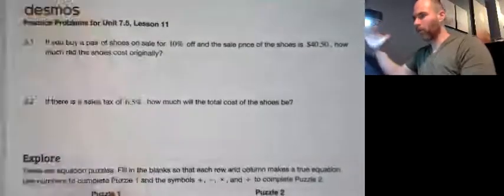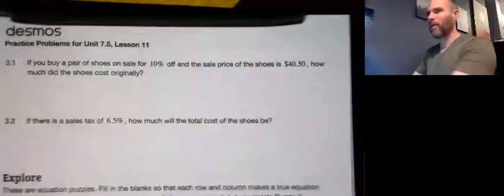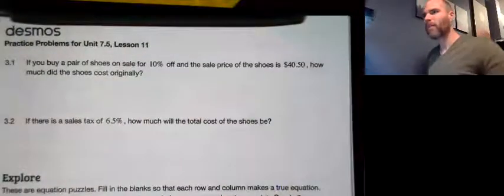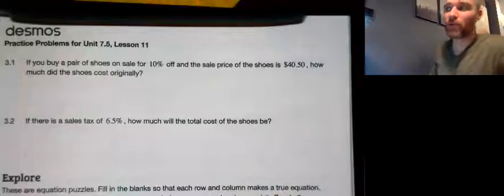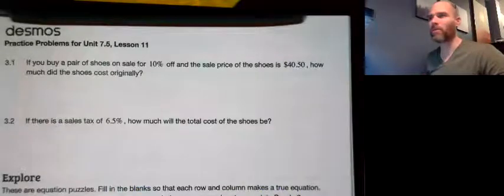All right, we're gonna review some percent stuff here. If I can get this thing set up the way I want it, I suppose that's good enough. All right, it says if you buy a pair of shoes on sale for 10% off, and the sale price of the shoes is $40.50, how much did the shoes cost originally?